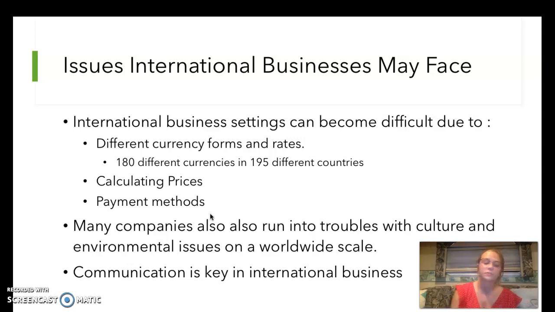Many companies also tend to run into trouble with culture and environmental issues on a worldwide scale. Many companies tend to invest in local and community involvement in the United States, but this begins to move to a worldwide scale when a business expands internationally. Communication is key in international business. The dismay of different cultural communications and norms, whether verbal or nonverbal, can end up causing the loss of a business sale.